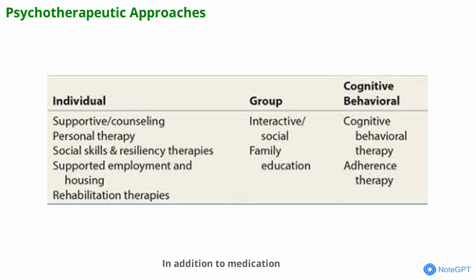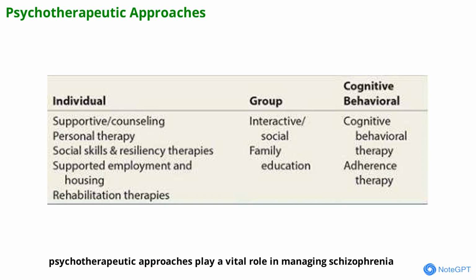In addition to medication, psychotherapeutic approaches play a vital role in managing schizophrenia. These may include cognitive behavioral therapy, social skills training, family therapy, and supported employment or education. Such interventions help patients develop coping strategies, improve social functioning, and enhance overall quality of life. Integrating these approaches with pharmacotherapy leads to better outcomes.